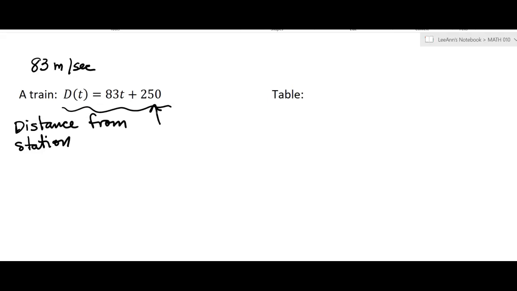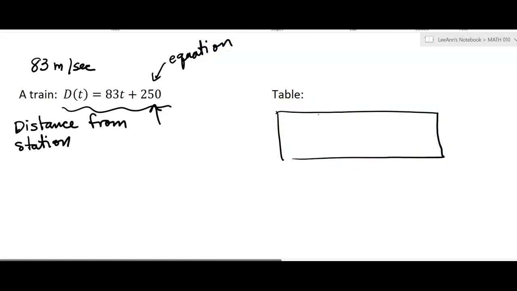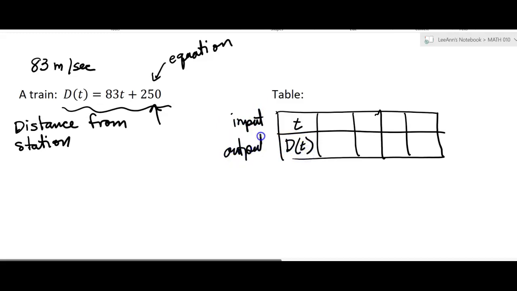Okay? So we have these different ways to express a linear function. One is with an equation like this. And then we could also make a table. We could say time t, that's our input, right? And d of t, that's our output. So our input we're measuring in seconds, and our output is being measured in meters. So it's always good to understand those units. Okay, so at 0 seconds, the train is 250 meters away from the station.